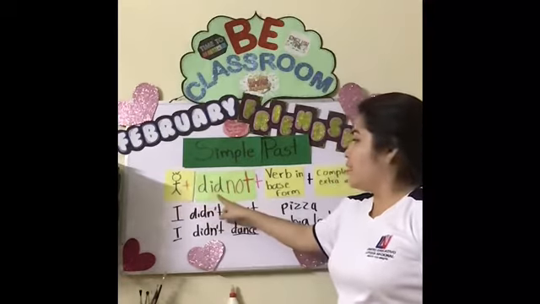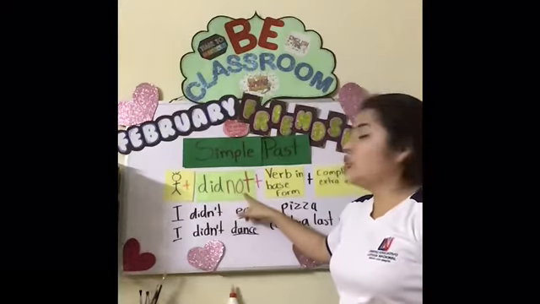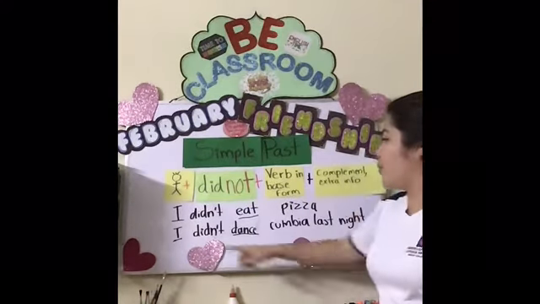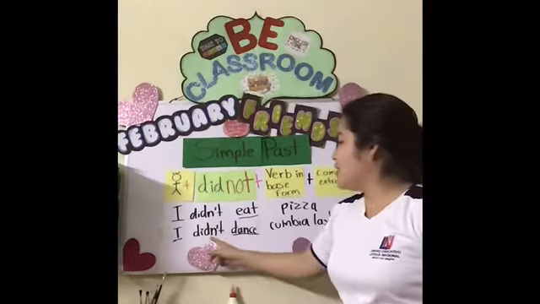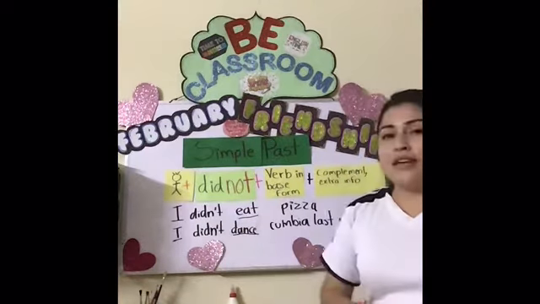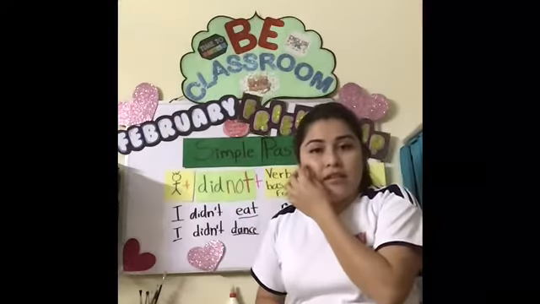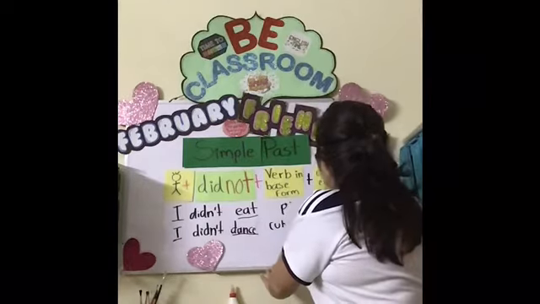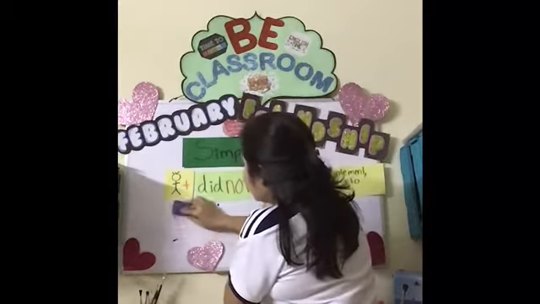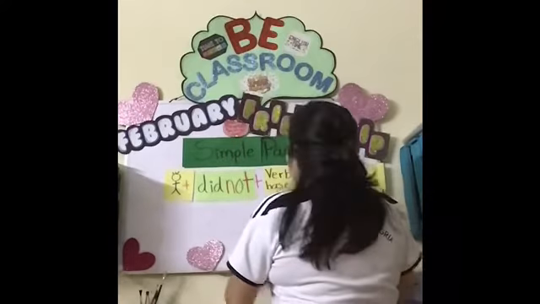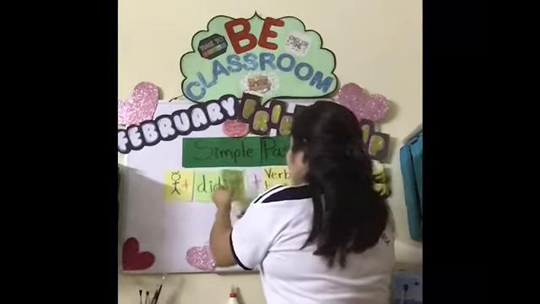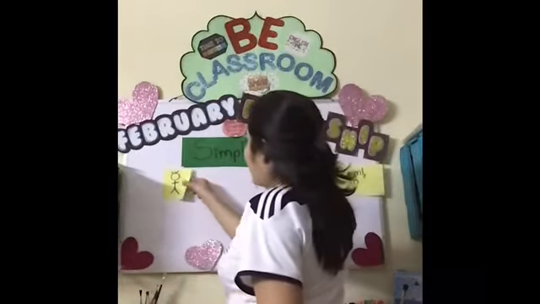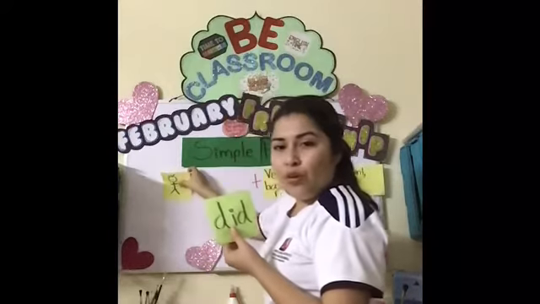Subject, auxiliary did, the word not, verb in base form, and complement. I didn't eat pizza. I didn't dance cumbia last night. Those sentences are negative. And what happens if you want to write an interrogative sentence? That is really easy. For this, we are going to make some little change. We don't use the word not. In this case, we are going to change our subject and our auxiliary.